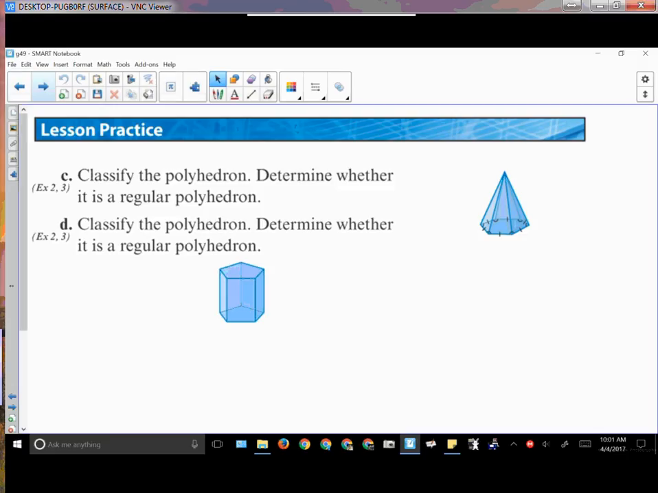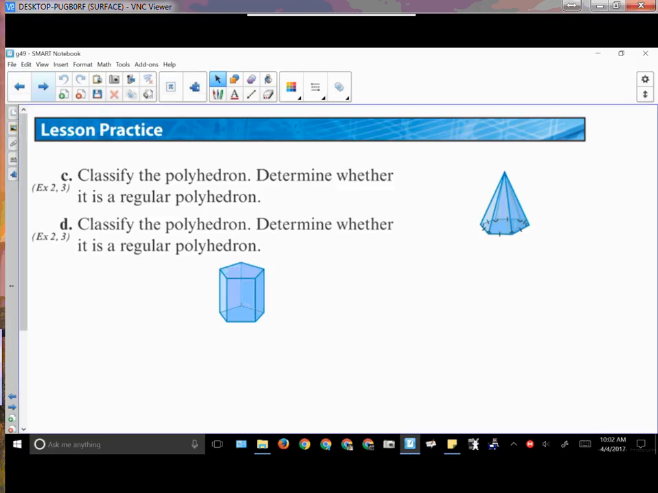Okay, but regular in this case does not mean normal. It has to have all sides the same. A cube would be a regular polyhedron. No. Would it even be possible to have a regular pyramid? No.